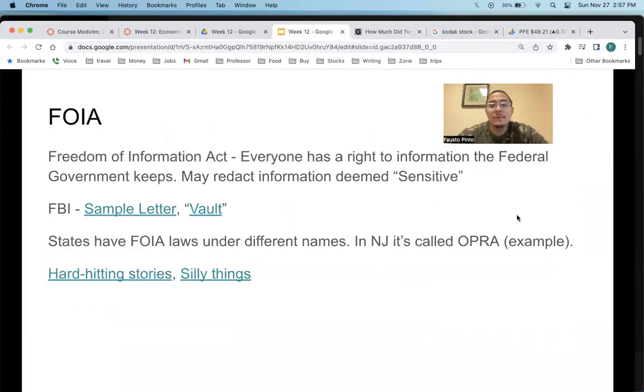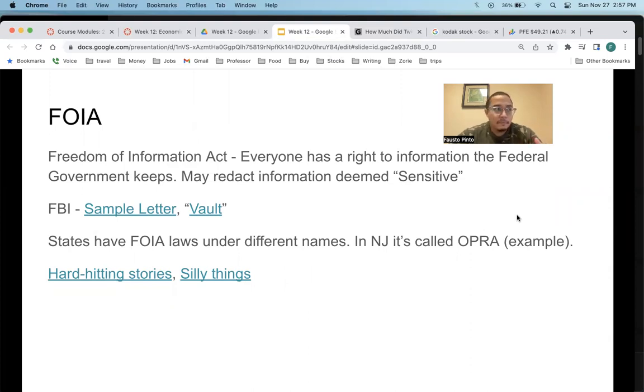So what is FOIA? If the government controls so much of our information, how do we get access to that information? So the FOIA is the Freedom of Information Act. Everyone has a right to information the federal government keeps, but oftentimes they may redact information deemed sensitive. We've seen this recently with Trump and the Mar-a-Lago search. They wanted the records to be public, but they had to redact a lot of information. Why do they redact? Sometimes they redact for their own good, but a lot of times they redact for public good or because it might leak out sensitive information.